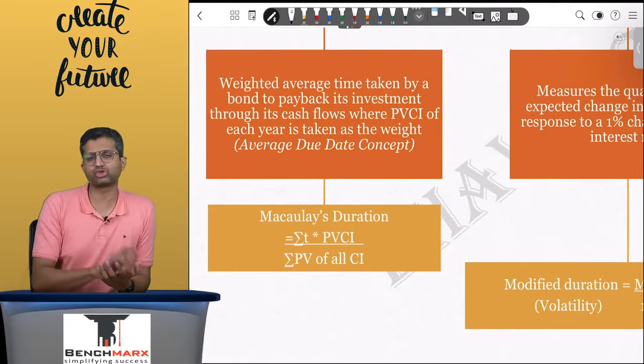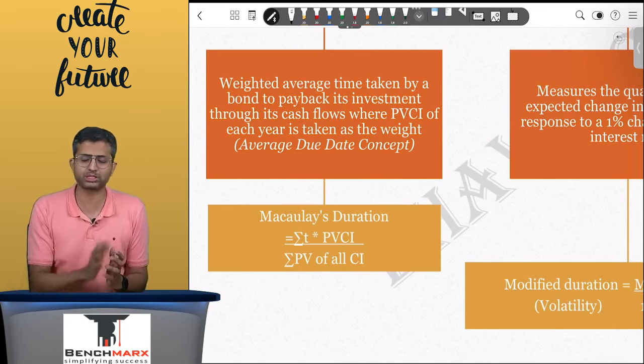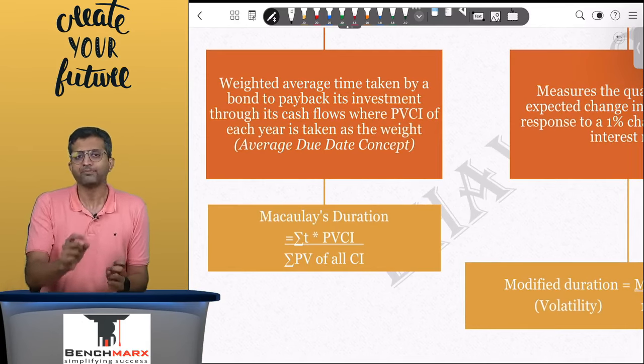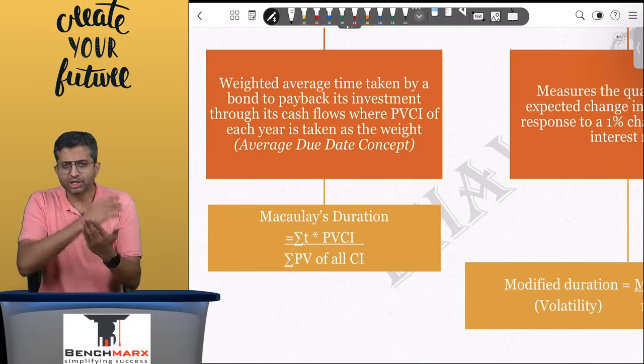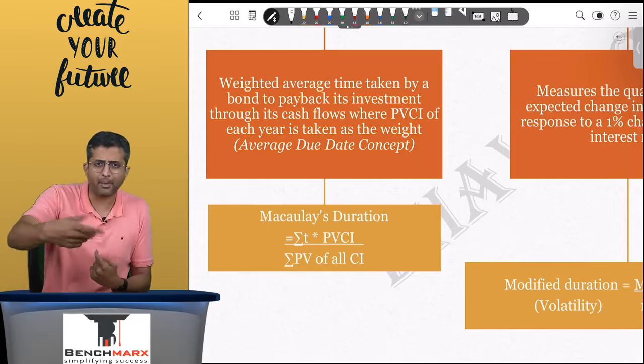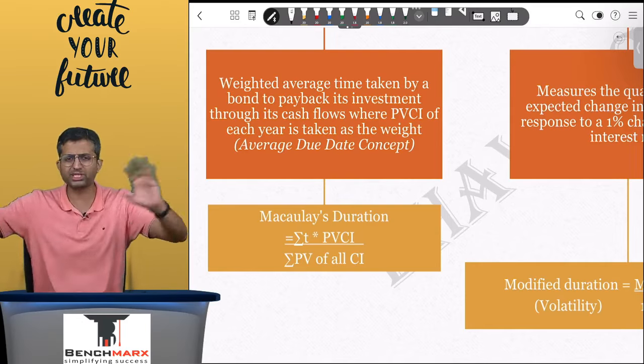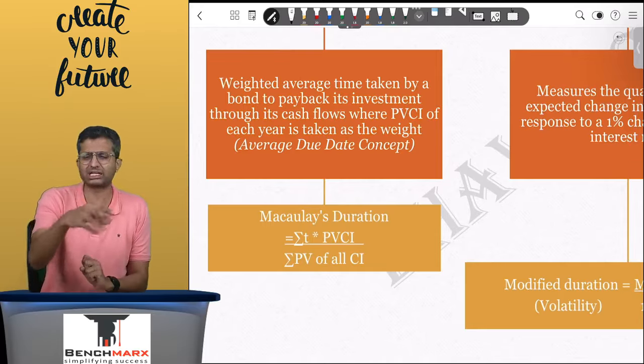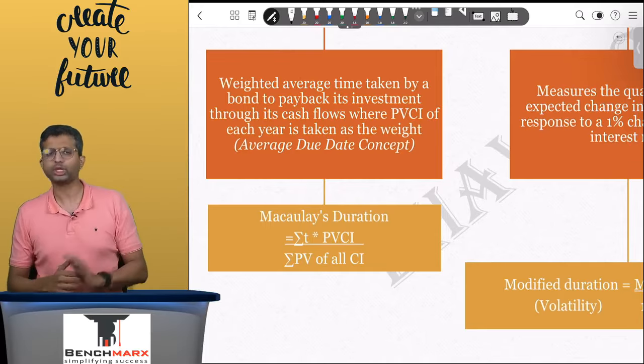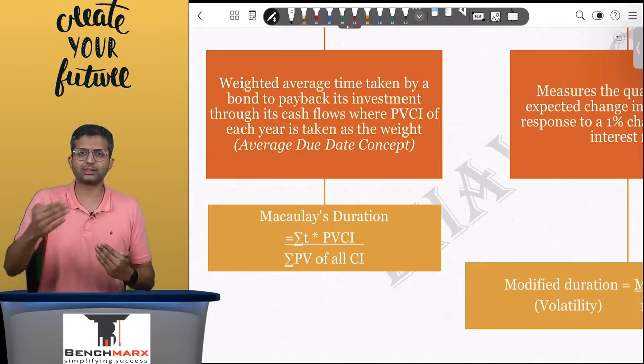Now, Macaulay duration is measured in years and it loosely refers to a discounted payback period or the average due date. That is, the bond is going to pay you amounts at various dates. If instead of paying all of these amounts at different dates, it has to pay one single amount at a particular date, which date should that be? Well, that is the Macaulay duration.